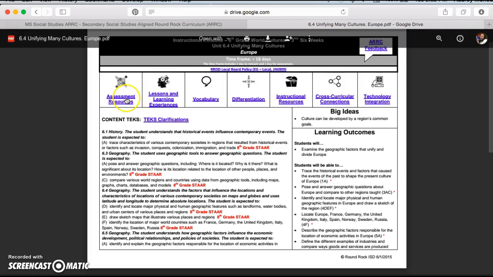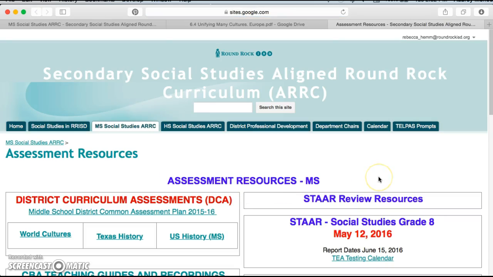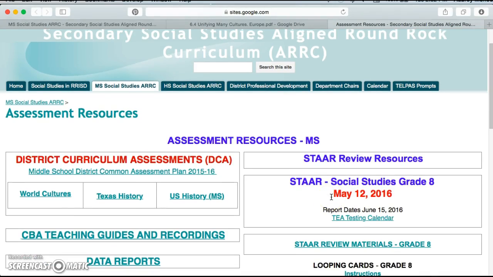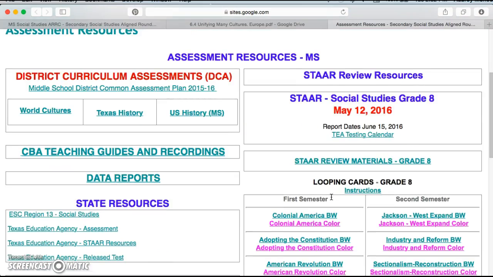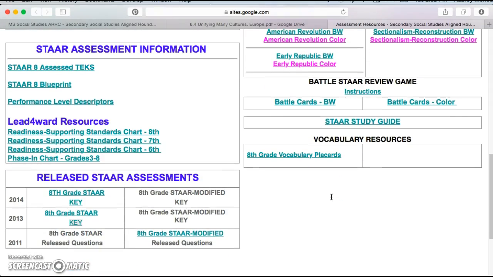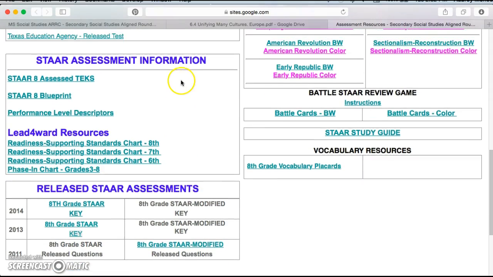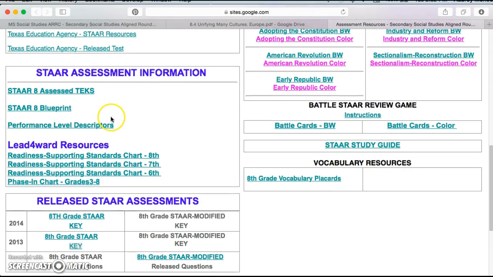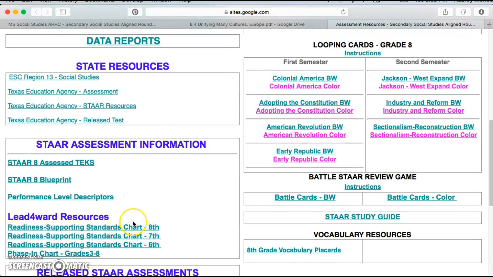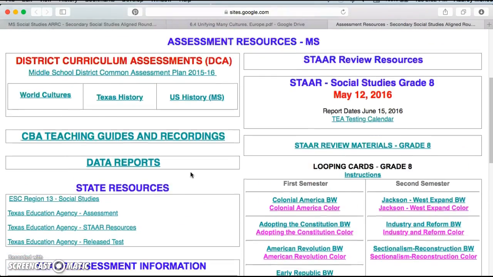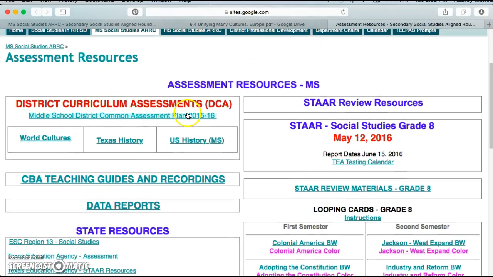So let's click on assessment resources. Using this, teachers can go and look at past tests to see how the TEKS and student expectations were covered, to see how TEKS and SEs covered in 6th grade will be assessed in 8th grade. Down here they can look at the STAAR assessments along with readiness and supporting standards for each of the grades. Also, you can go and look at district curriculum assessment.